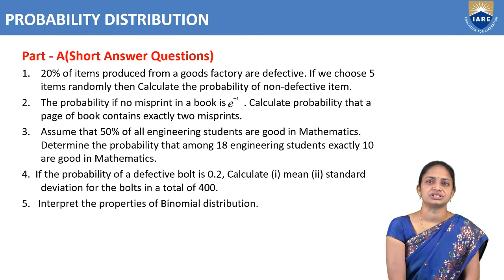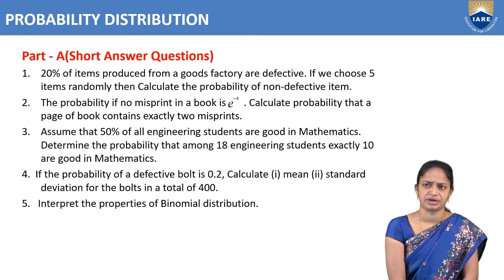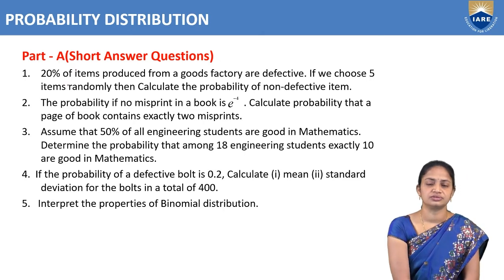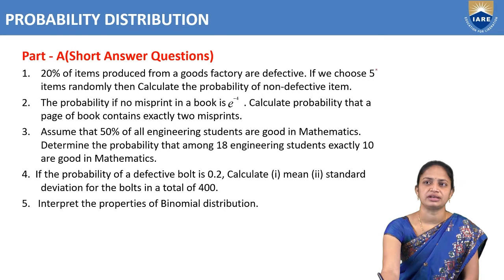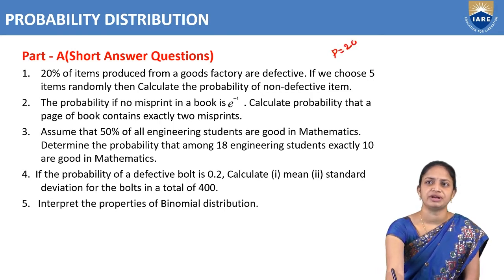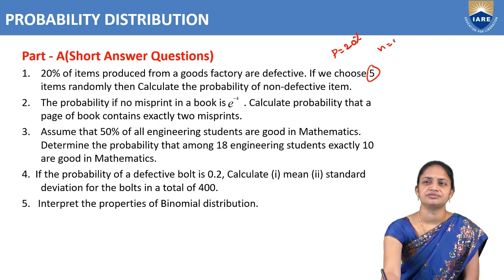So coming to part A, first question: 20% of items produced from a goods factory are defective. If we choose 5 items randomly, then calculate the probability of a non-defective item. Here we should focus on the defective item. They have given that p is 20%, that is 20 by 100, and n is 5. From that we can calculate q. q is nothing but 1 minus p.